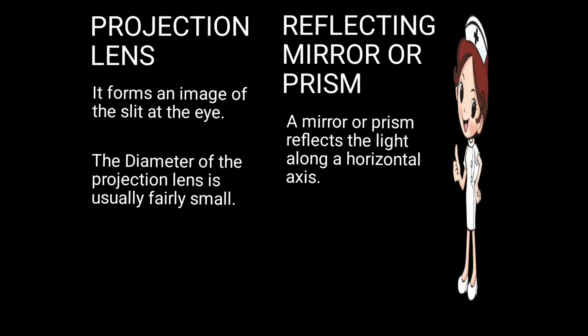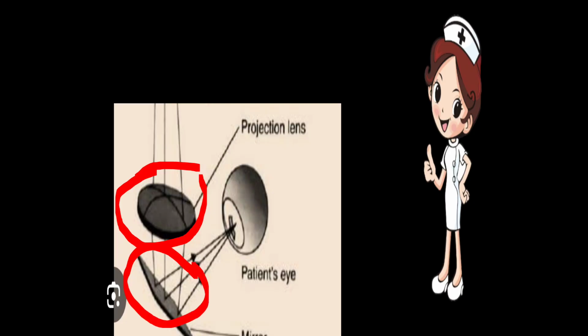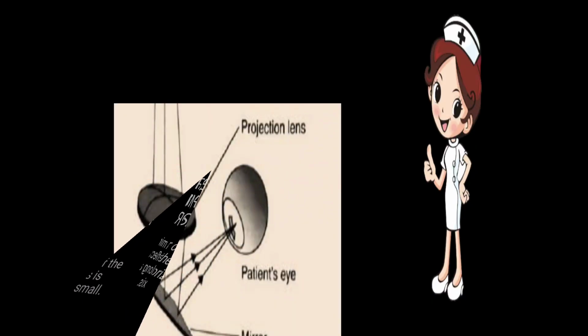It forms a single image, the slit at the eye. The diameter of the projection lens is fairly small. Okay, so the image passes on through it. This one is the projection lens. Okay, image is formed on the projection lens and then there is a mirror present here. After the image passes on through the projection lens, it falls on the mirror, and then through the mirror it settles on the patient's eye so that the examiner can look at the patient's eye.